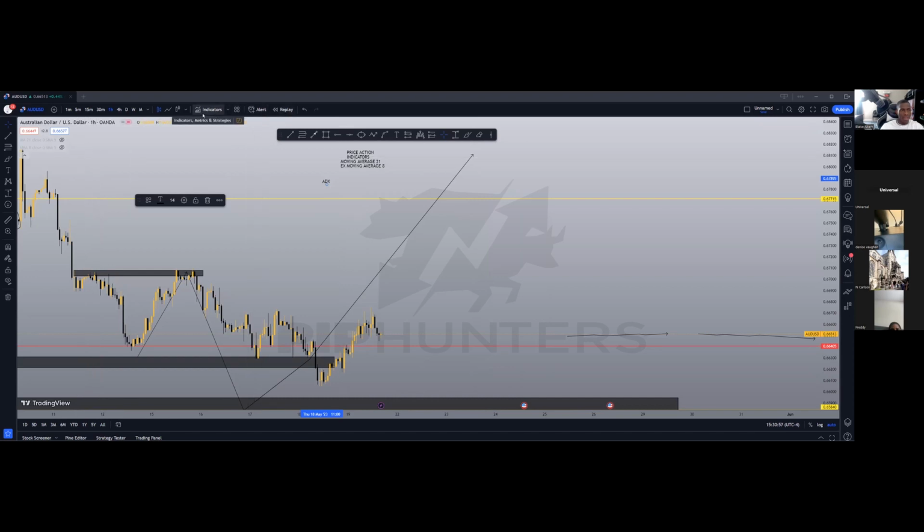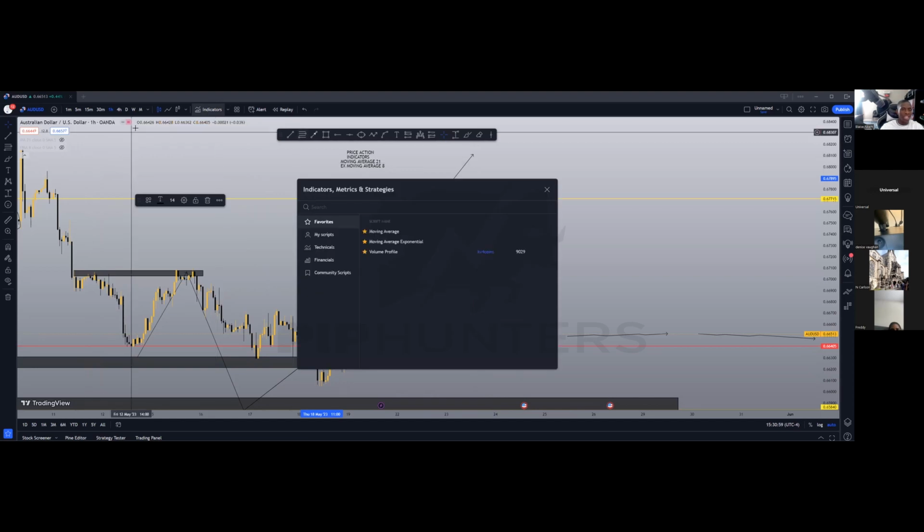Let me see if I can. And when you want to look for those indicators, this is where you come. You click on this indicator tab right here on the top, and then you come to the search bar and you type moving average. This is the moving average right here. I already have moving average and moving average exponential. This is what you need, these 2 indicators.